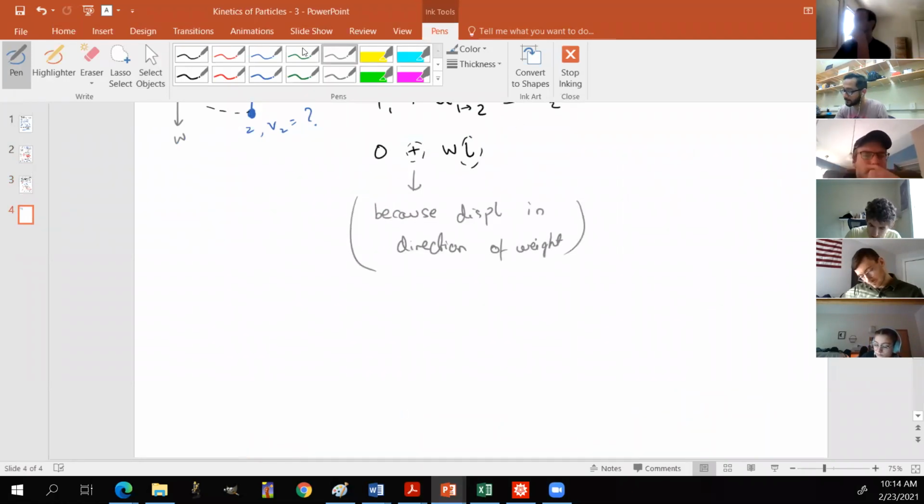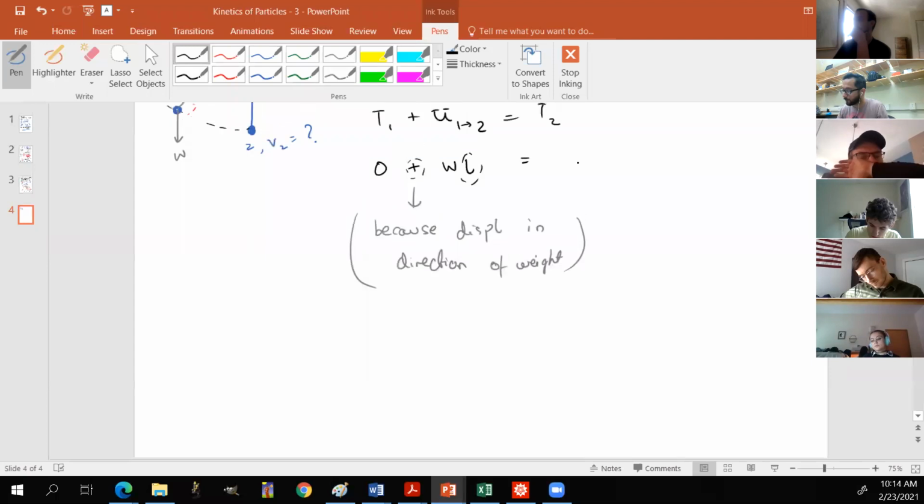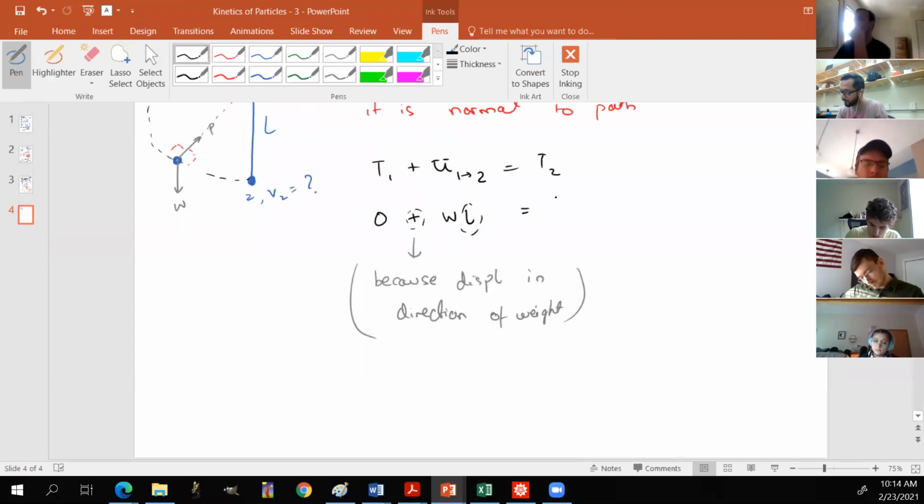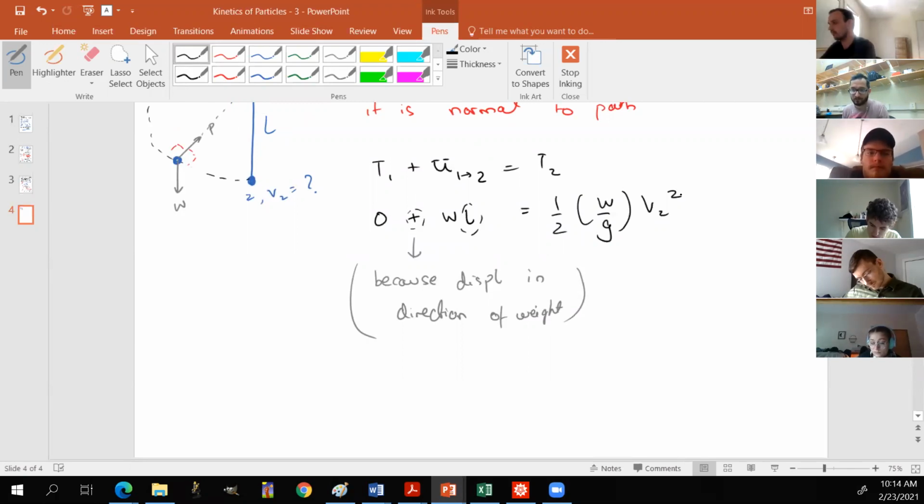All right, and that is just going to equal your final thing, right? So just half times the mass. We're given W, so the mass is just equal to W over g times V2 squared, like that, right? And you do your mathematical juggling, you get that V2 is equal to the square root of 2gL, right? Very famous expression for pendulums released from rest, from a horizontal position.